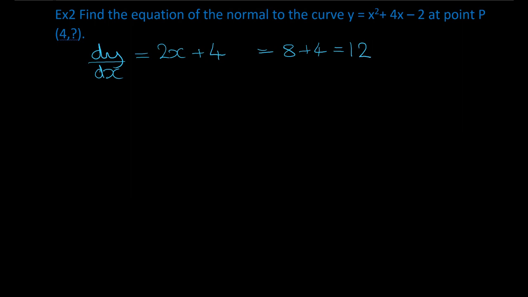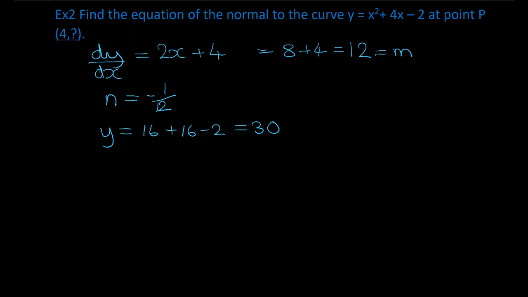Now that is the gradient of the curve at that point, but the normal is perpendicular to that. So the gradient we need for the normal equation is going to be negative and 1 over, so it's going to be minus 1 over 12. We also need to know what y is before we can do the equation. So when x equals 4 it will be 4 squared, which is 16, plus 4 times 4, which is 16, minus 2, and so that makes 30.